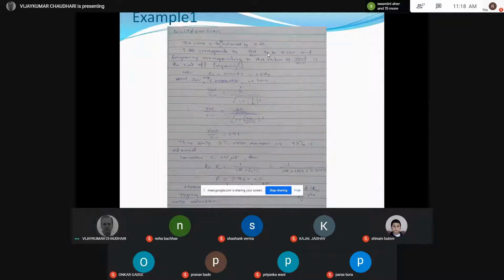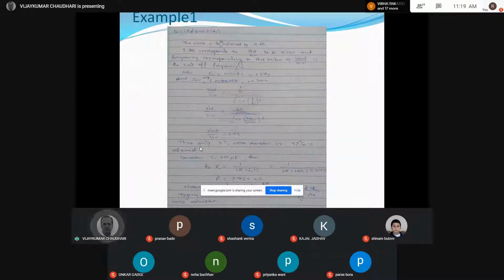Okay, and we know that for the high pass filter, V out upon V in is given by F upon Fc divided by root of 1 plus F upon Fc whole square. F is given as 60 hertz, so we need to find the output at 60 hertz. So 60 upon 2000 divided by root of 1 plus 60 upon 2000 whole square, and this comes out to be 0.03. Thus, at 60 hertz, only 3% noise remains. That is, 97% of the noise is reduced at 60 hertz. Okay. Now let's design it.